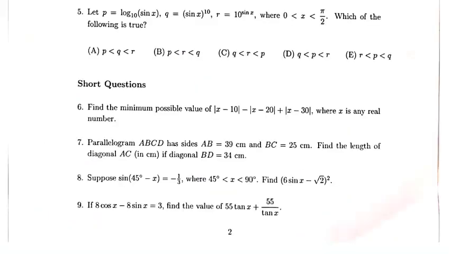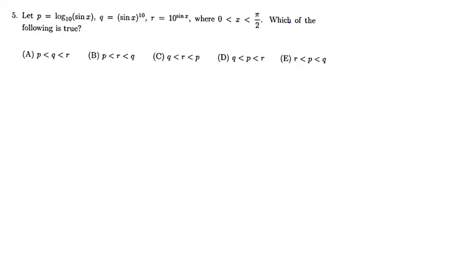SMO 2020 senior section first round, problem number 5. Let P, Q, R be these things, where x is between 0 and pi over 2. Which of the following is true? So we know, because x is between 0 and pi over 2, sine x is between 0 and 1. Because the base here is 10 and sine x is less than 1, if it is 1, log will be 0, and 10 to the power of 0 is 1. 10 to the power of negative 1 is less than 1. So P is less than 0.